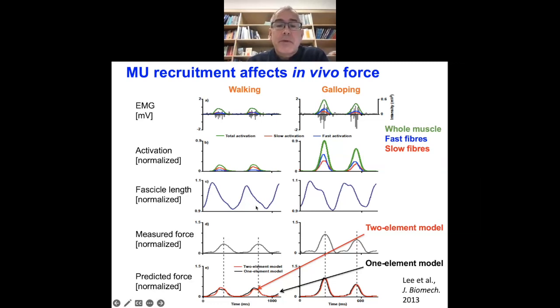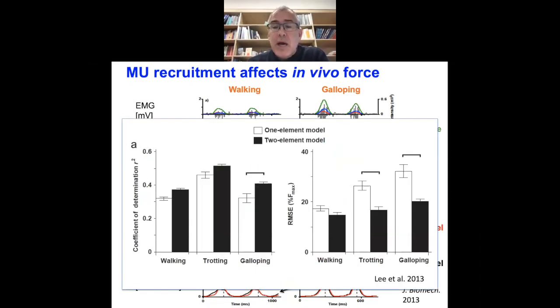We got the fascicle length from the sonomicrometry in the middle, measured force, and then we get the predicted force down at the bottom. The key things to note are that when we use the two-element model with the fast and slow fibers, and we drive it with the EMG that we've measured from the goats, we find in all cases we're getting higher R-squared, so better correlation, better predictions of the muscle force when we have our two-element model, which incorporates the properties of different fast and slow motor units. And then also on the right, we see that the errors between the predicted force and the measured force are reduced when you add in this extra element or you account for fast and slow fiber types within the muscle. So this is potentially good.